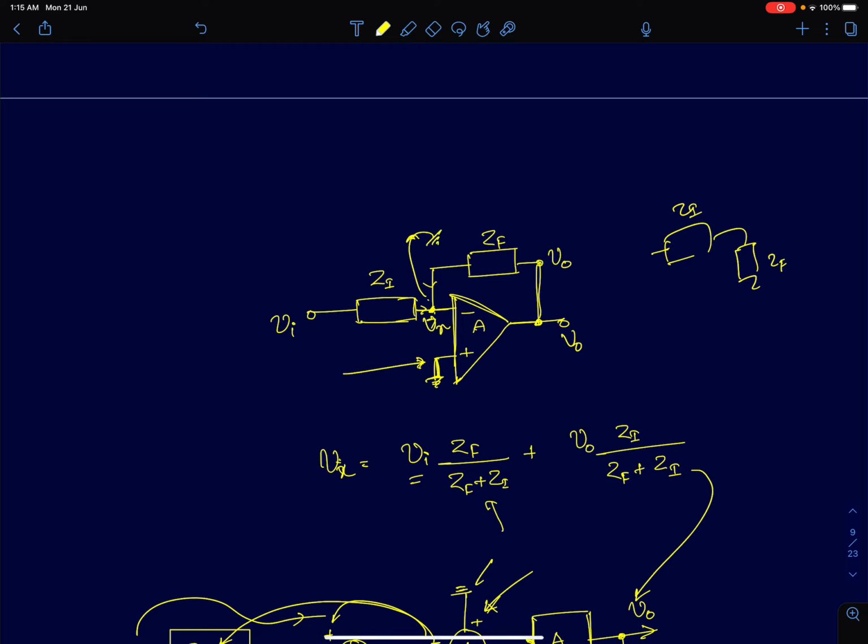So to distinguish Vx from the actual ground, here this is an actual ground. To distinguish it from that, we call it a virtual ground. We'll talk more about that in the next lecture. But right now, I just want to put that thought out there that this terminal, we are going to call the virtual ground. And it's especially the case in an inverting configuration.